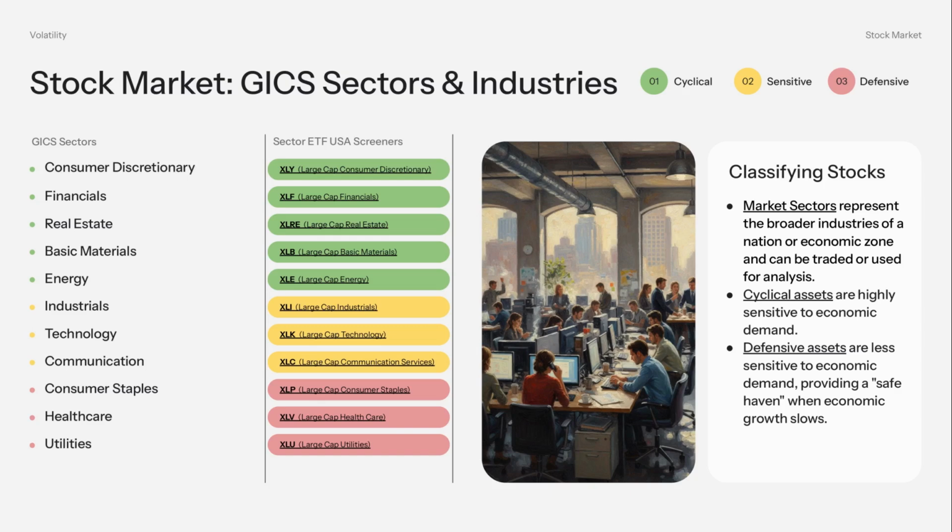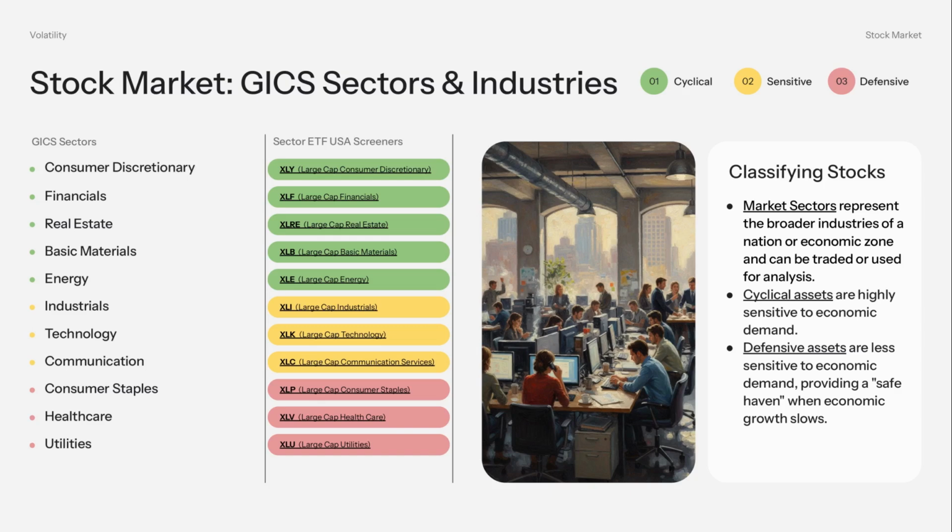Slide 7. Stock market GICS sectors and industries. Market sectors represent the broader industries of a nation or economic zone and can be traded or used in analysis. Cyclical assets are highly sensitive to economic demand. Defensive assets are less sensitive to economic demand, providing a safe haven when economic growth slows.